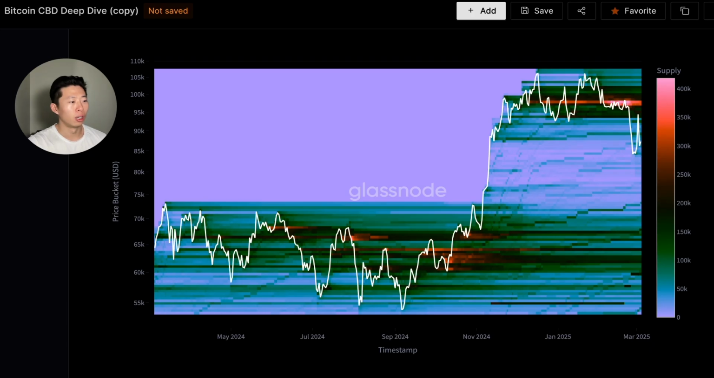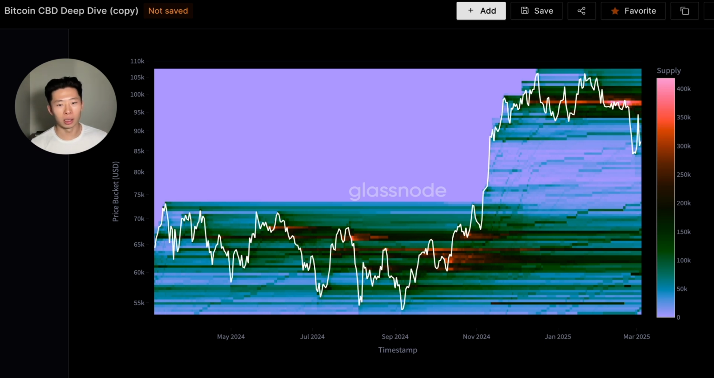Another thing that we can infer using this chart is that there's an air gap in between the 75 to 90K range. An air gap just means that not very many people purchased Bitcoin in between these price levels. So how can you tell? Well, you can tell because there's a lot of purple and blue in between the 75 to 90K range.